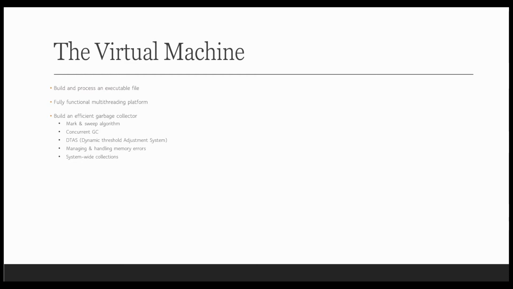We're also going to have a DTAS system, or dynamic threshold adjustment system. That's just a fancy word. I made that up, by the way. That's not a thing, but it's basically just a system for dynamically managing the memory in our garbage collector, because as we're collecting things in our language, it's not always going to be so cut and dry. And this is one of those things that make it a lot more efficient.